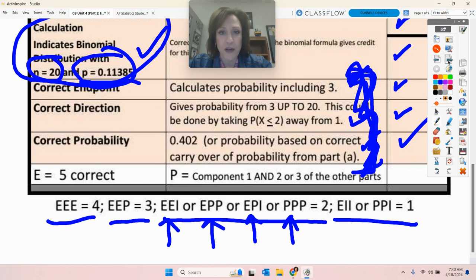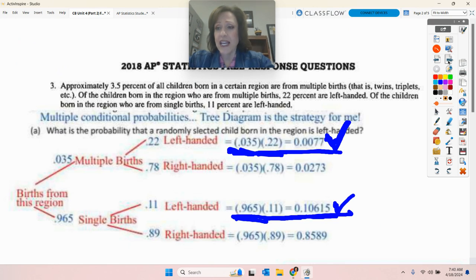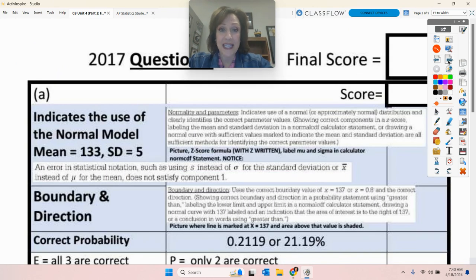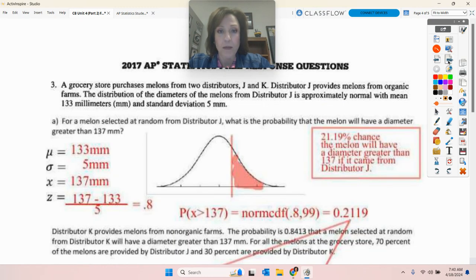All right, moving on. So our next problem was 2017, problem number 3. So here we had 2 years in a row where a very similar probability problem was problem number 3, okay? Because a probability problem will be one of the ones that you are going to be doing in your free response. So first, we're talking about these watermelons or whatever kind of melon these are. But we had different distributors. We had distributor J and K.